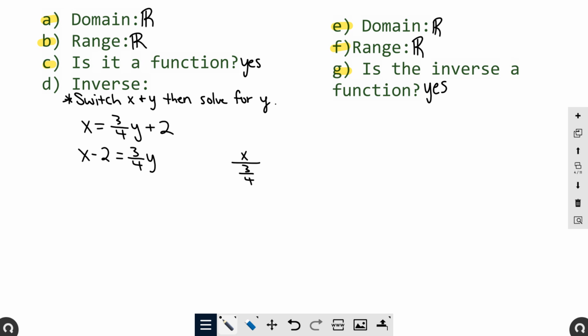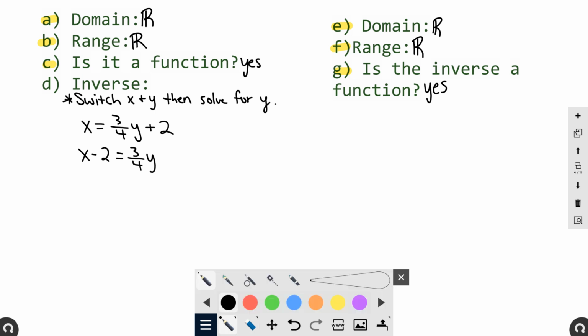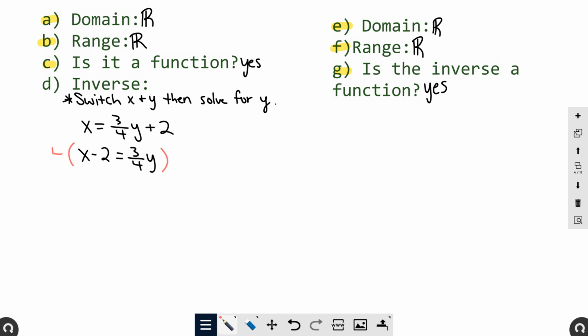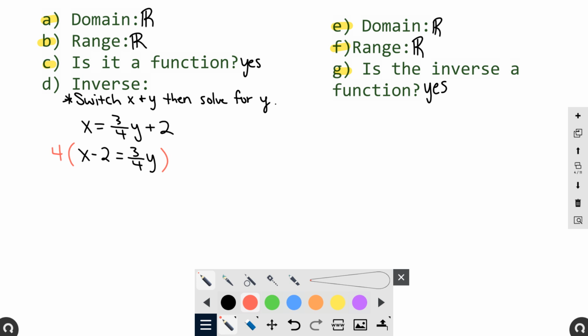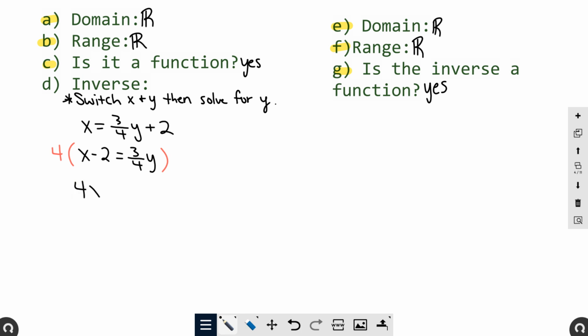Are you going to leave your problem like that? That looks a little tricky, right? So here's a way to help split it up to make it easier to solve. Get rid of the 4 first. The 4 is dividing on this side, so we would multiply by 4. Now make sure you multiply everything by 4. So you end up with 4x minus 8 equals 3y.